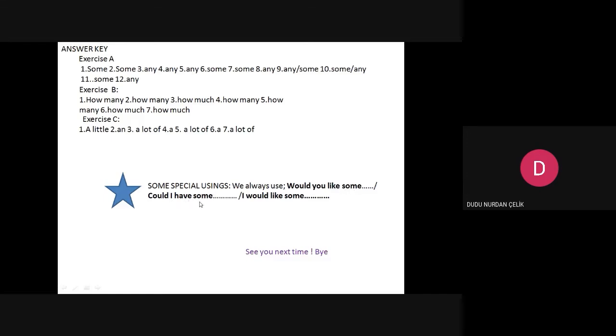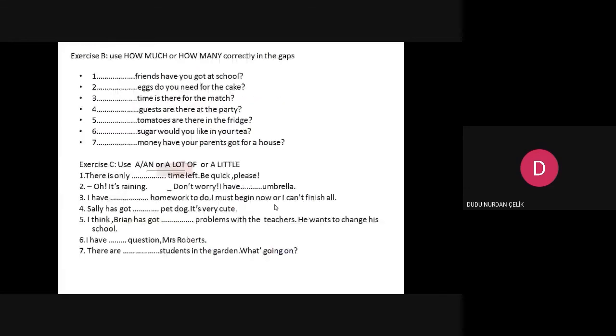Or could I have some? Could I have some coffee, please? Could I have some time, please? Not could I have any, but could I have some? Always. And I would like some. Always. I would like any, never. I would like some. Would you prefer some? Would you like some? Would you prefer some? The same using.